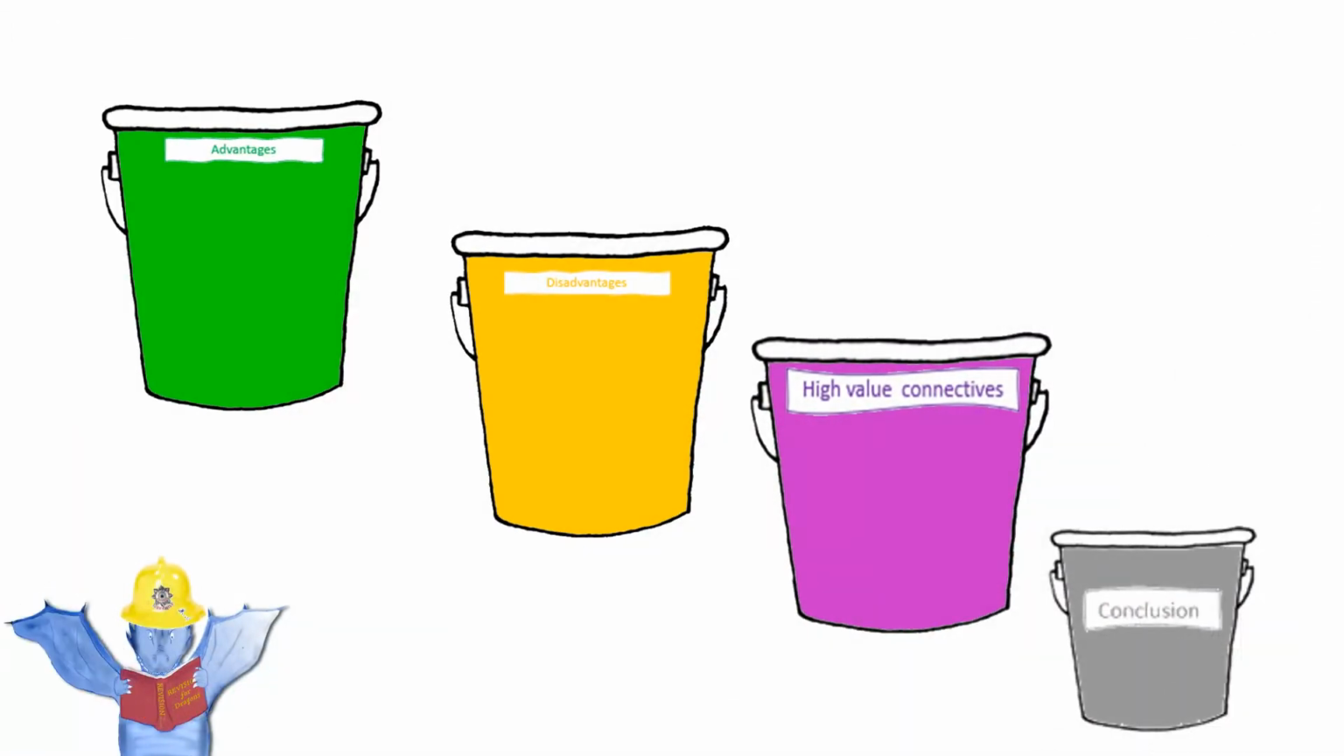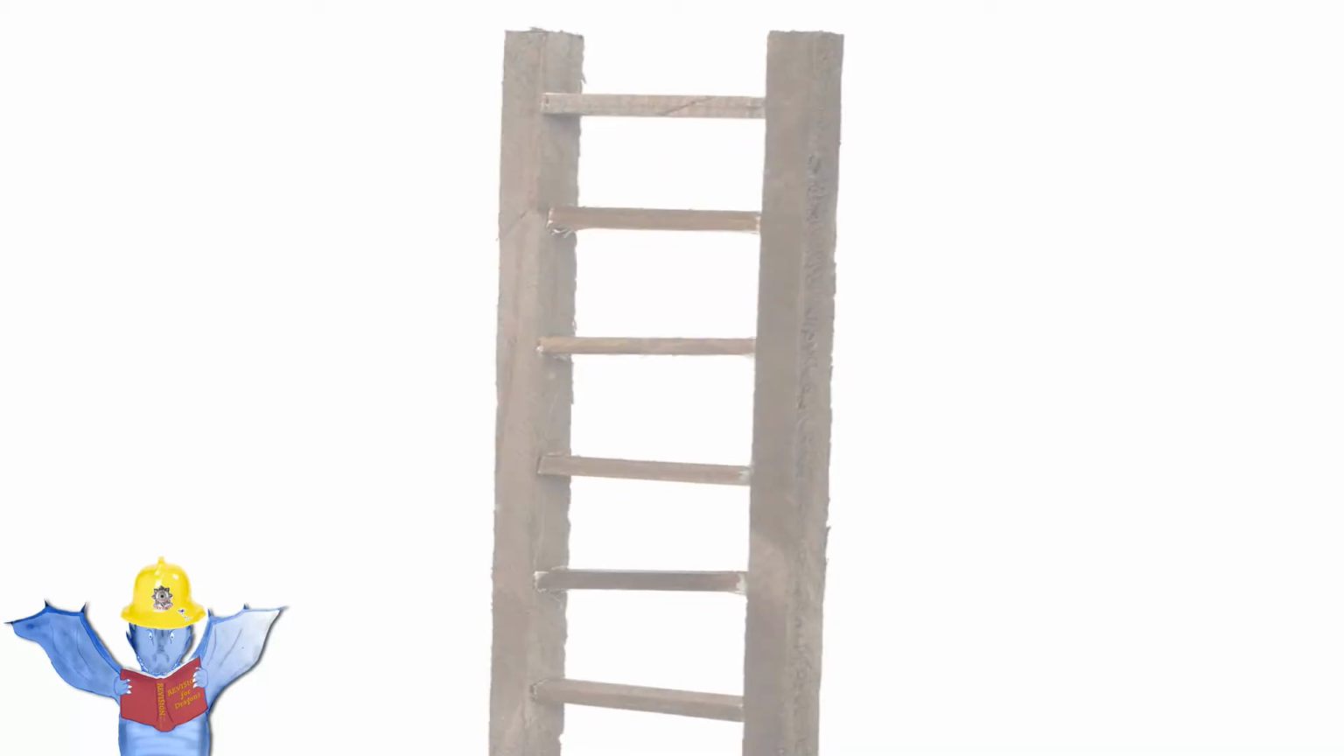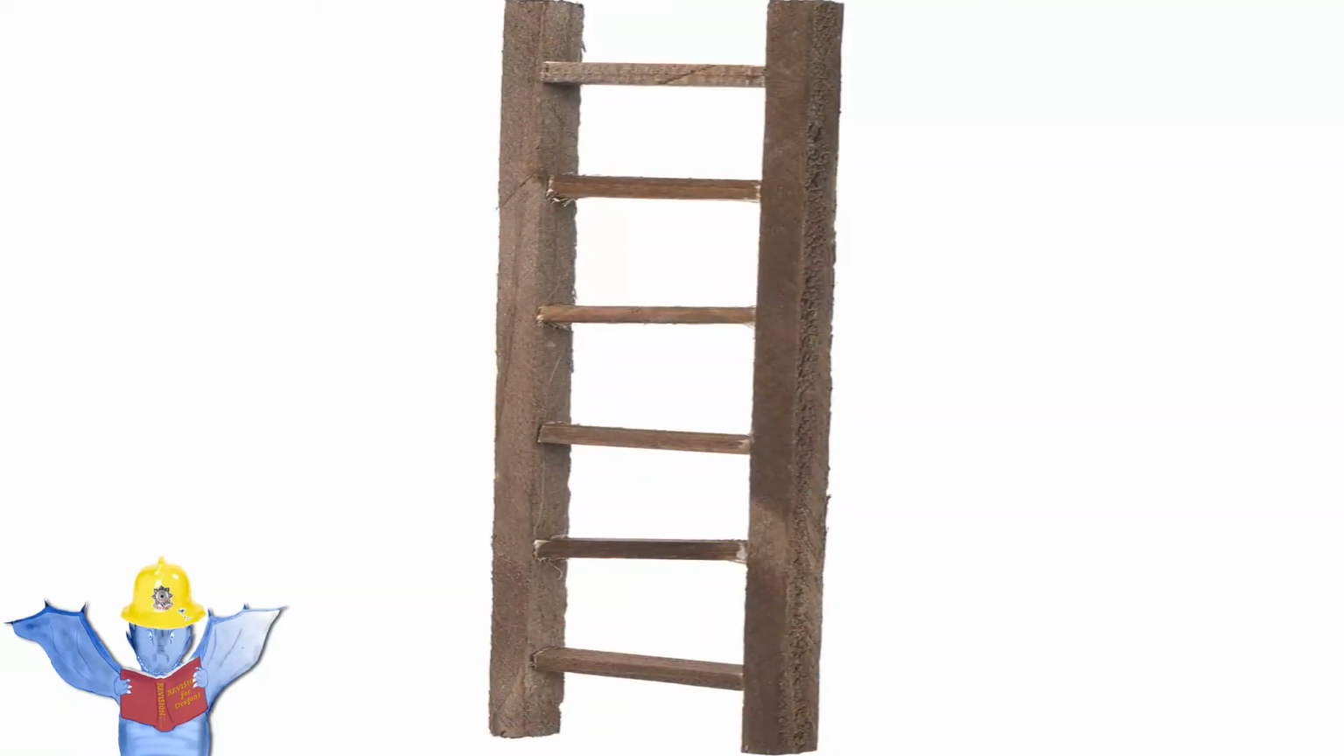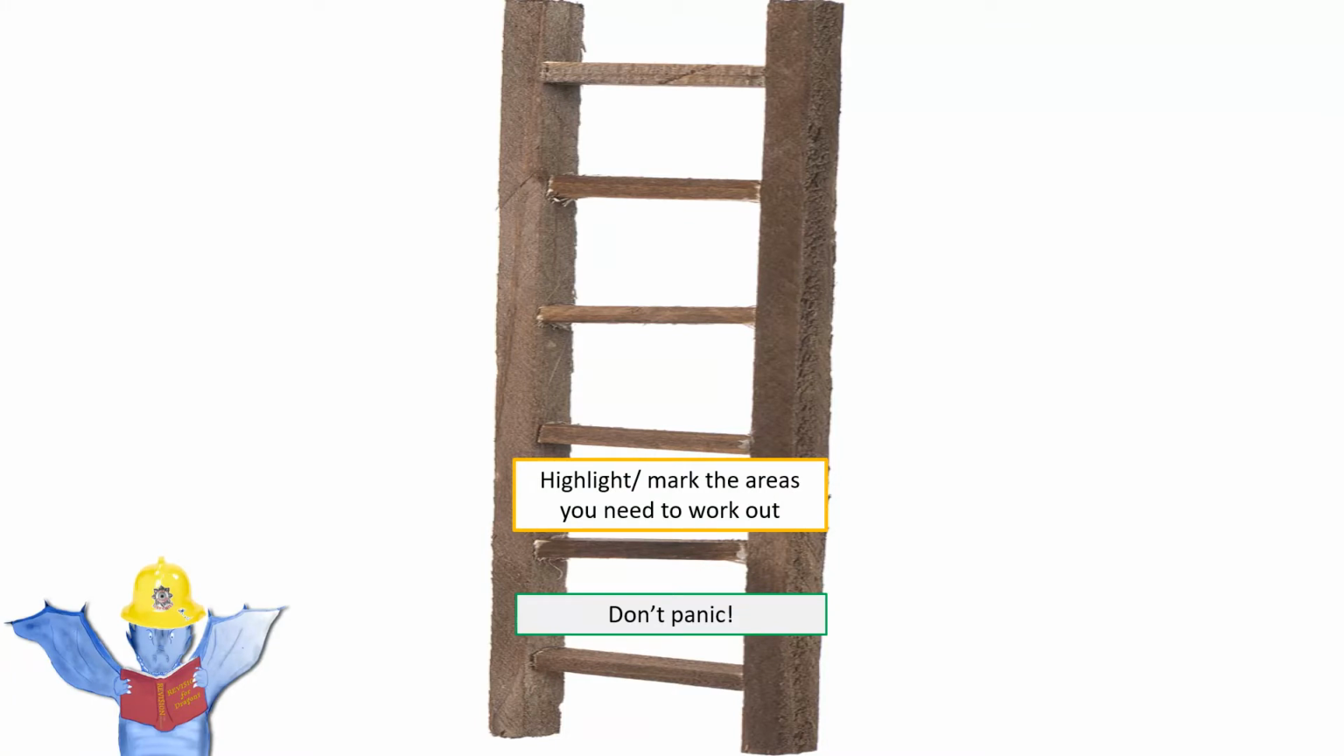We're on a finance question, so we don't want the rainbow buckets for extended questions. We have instead the finance fire ladder to success, and here are the 4 steps to remind you of your approach to this question. The first step to success on a finance question is to not panic. The next step is to highlight or mark out the areas you need to work out. So it's literally so you can see things on the finance question so you know what you're doing.